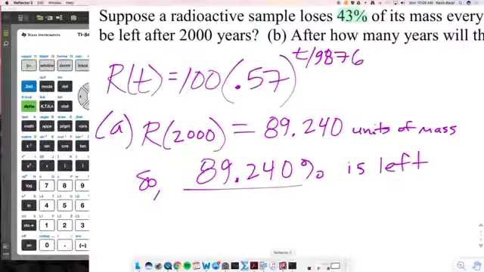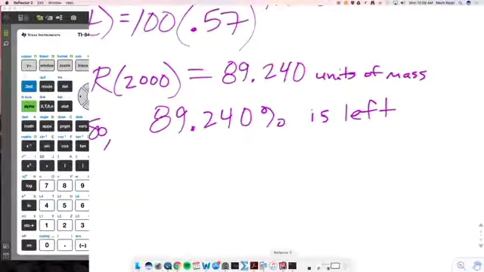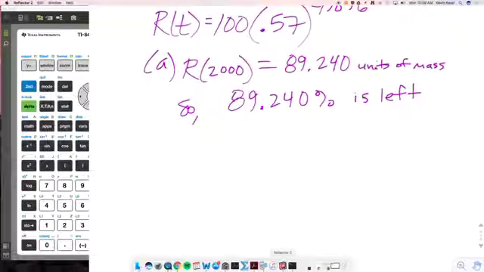All right, so Rain knew that in the beginning, and now if you didn't know that, now you do. We can all benefit from Rain's knowledge. All right, thank you, Rain. So 89.240, don't forget to put the percent sign there. That's the unit is left.